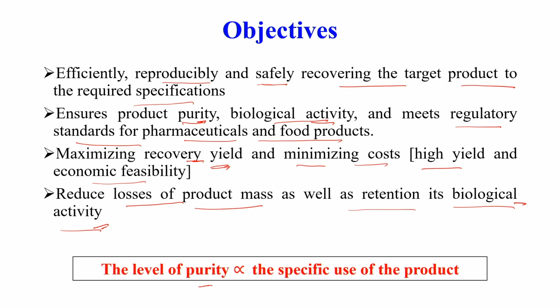And the level of purity depends on the specific use of a product. So, for a given application you need to decide whether the product is being used as a medicine, as a food product, or for other purposes like animal feed or even, let us say, baker's yeast or so. So, depending on the application we need to decide the level of purity.